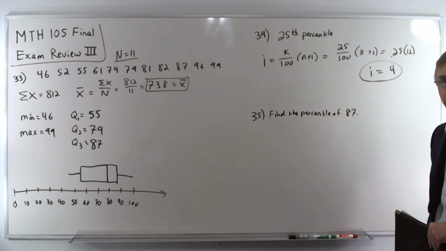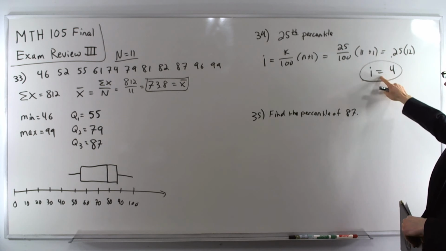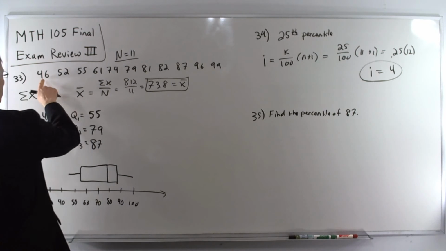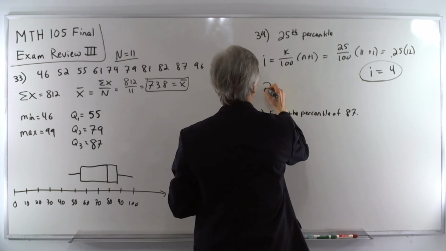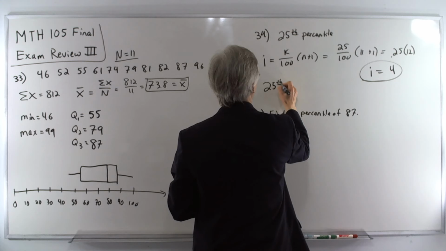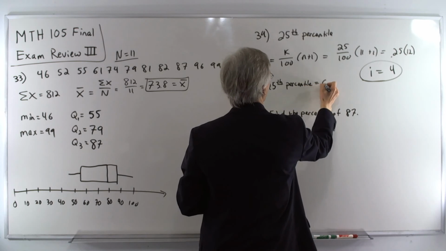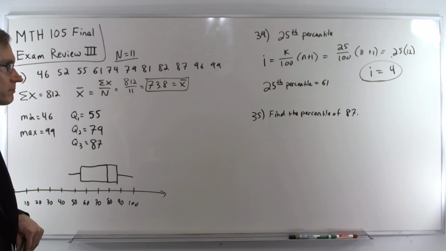Now, does that mean the 25th percentile was 4? No. It means the 25th percentile is the 4th data item. So we need to count from the left. 1, 2, 3, 4, 61. So we got the 25th percentile is 61.